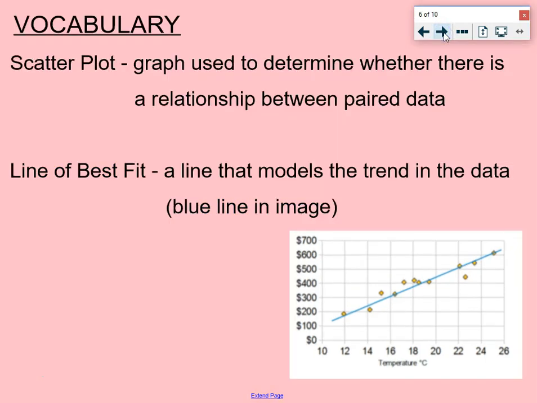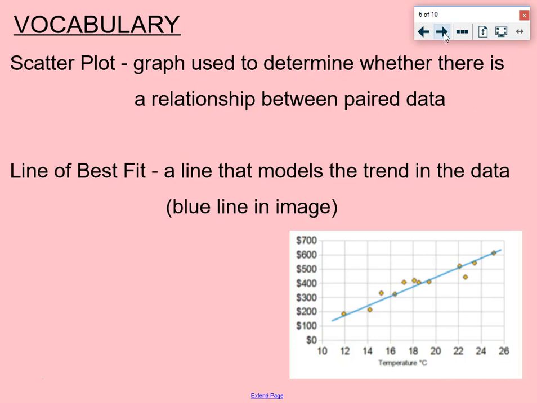First off, some vocabulary. A scatter plot is a graph used to determine whether there's a relationship between paired data. It's kind of in the name, scatter plot, so the points are just scattered on the graph. Sometimes they'll be a little bit closer together, sometimes they'll be further apart.